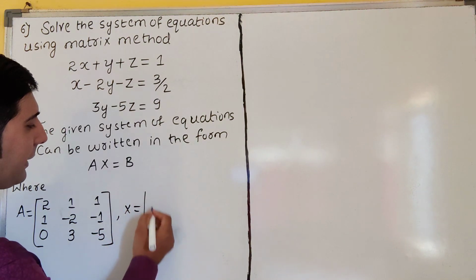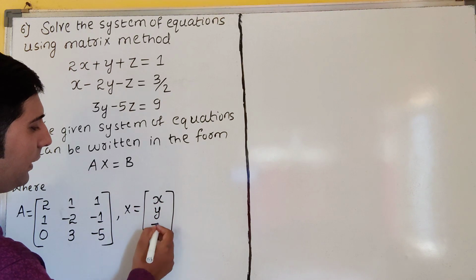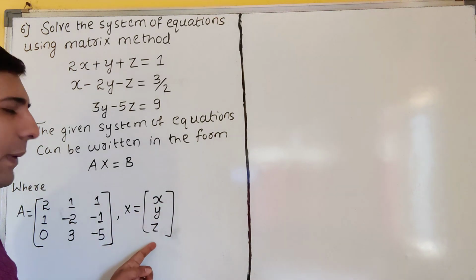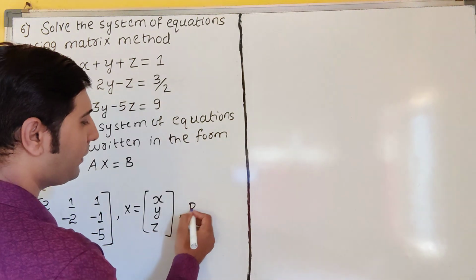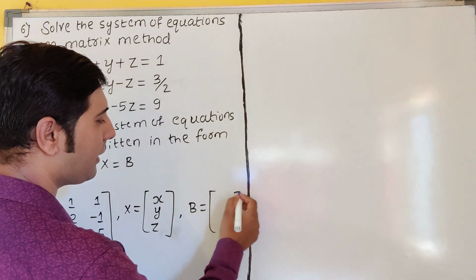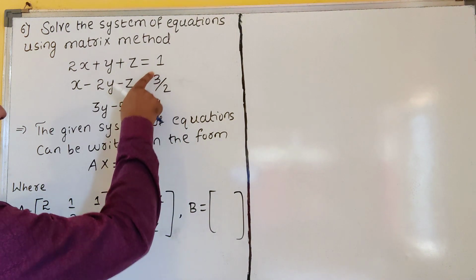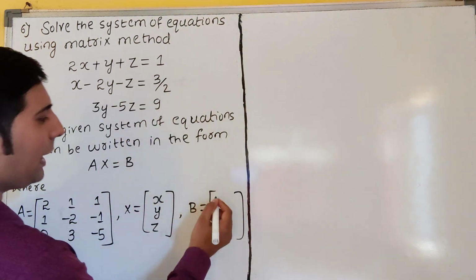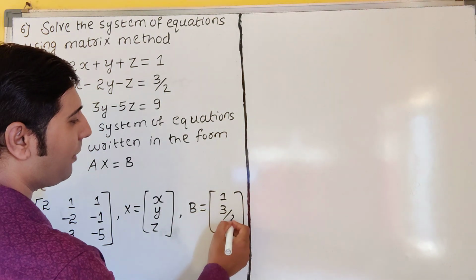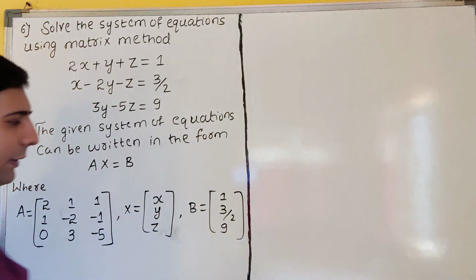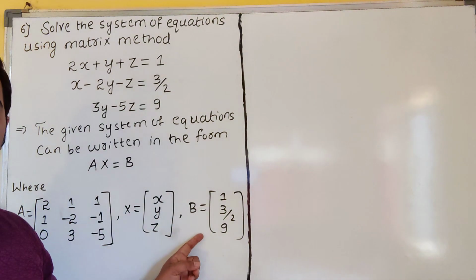So now what is X? Capital X is x, y, z. These unknowns only we have to find. So now what is B? B is nothing but the constants, dear students. Equal to 1, equal to 3 by 2, equal to 9. Those are only your B values: 1, 3 by 2, 9, dear students. Understood everyone? What is A, what is X and what is B?